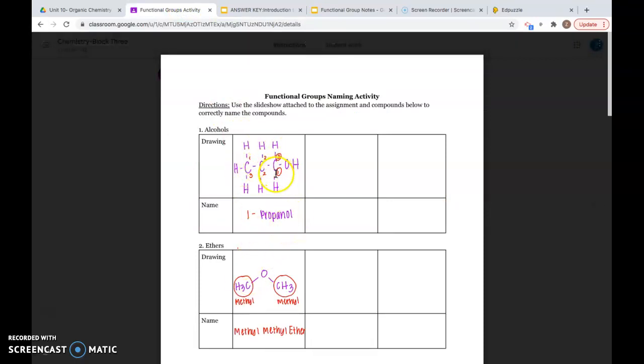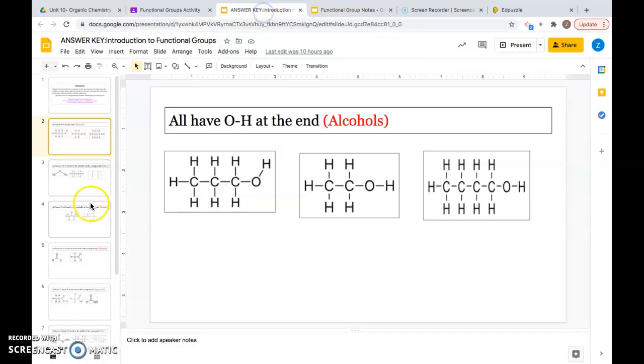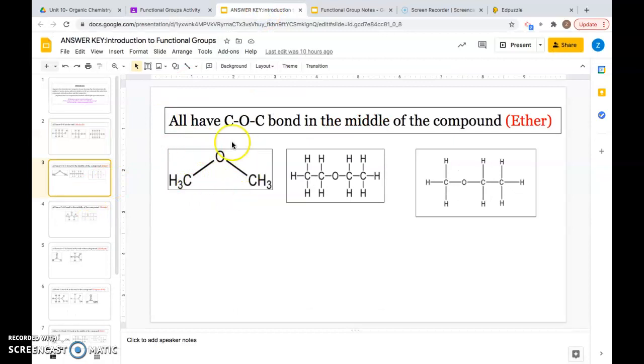So it says 1, 2, 3 carbons. So this is propane, goes to propanol, and that OH group is on the first carbon there. So it's 1-propanol. I have an ether group for you, so I will go to the next slide. I drew this one on the left. You'll have to do the other two.